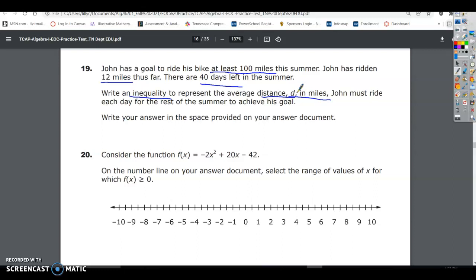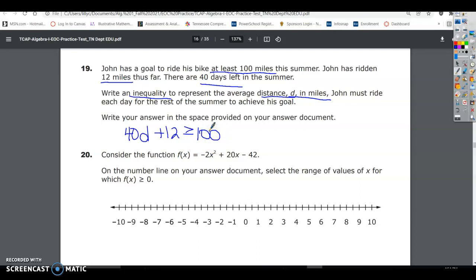let's say that he's got 12 miles so far. So we know he's already done 12 miles. And we know there's 40 days left. So 40 times some distance, plus the 12 miles he already has ridden, has to be at least, so we want greater than or equal to 100 miles.